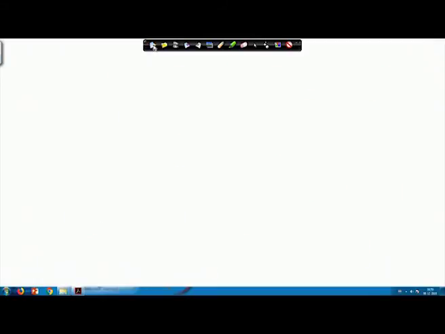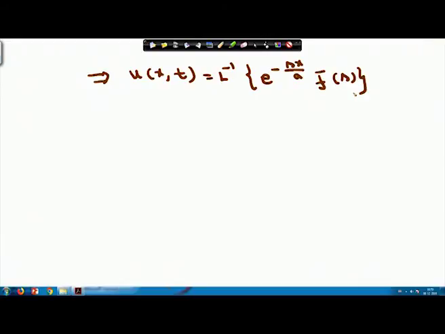Now, the third step is, from this you can write down, using the inverse Laplace transform, u x t equals Laplace inverse of e power minus s x by a into f bar s. So, u x t is this one. Is it familiar to us?